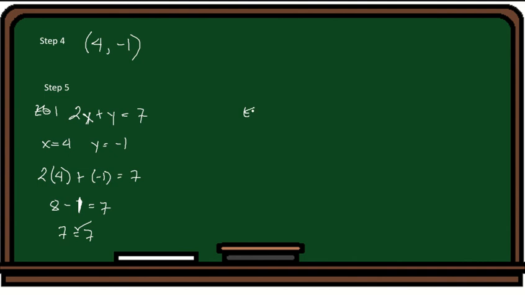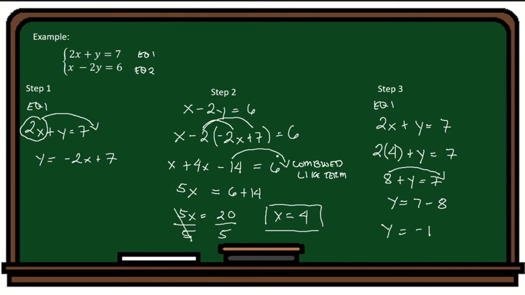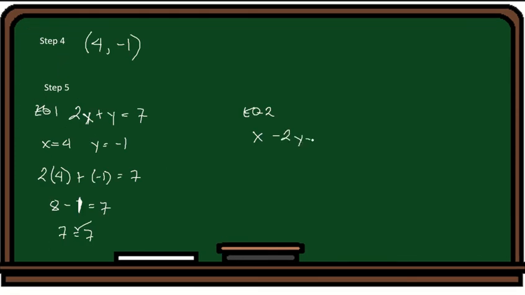In the second equation, it should also be true. Let me check the given: x minus 2y equals 6. So x here is 4 minus 2 times negative 1 is equal to 6. So we have 4. Negative 2 times negative 1 is positive 2. So you will add 2, and it is equal to 6. 6 is equal to 6. So as you observe, our ordered pair is true in both equations.